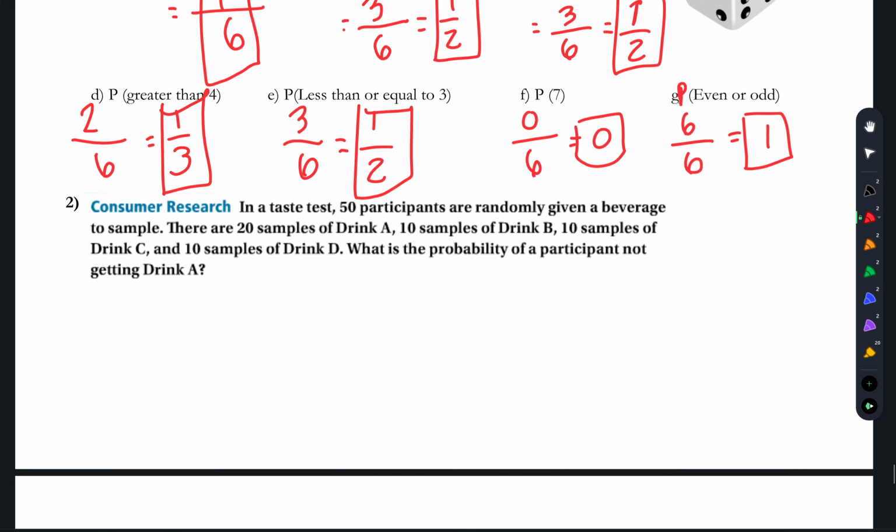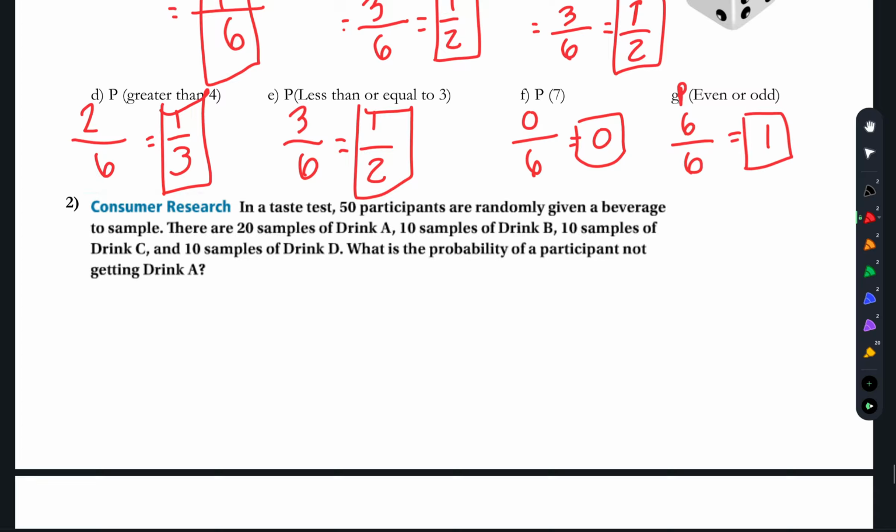In a taste test, 50 participants are randomly given a beverage to sample. There are 20 samples of drink A, 10 samples of drink B, 10 samples of drink C, and 10 samples of drink D. What is the probability that a participant does not get drink A?